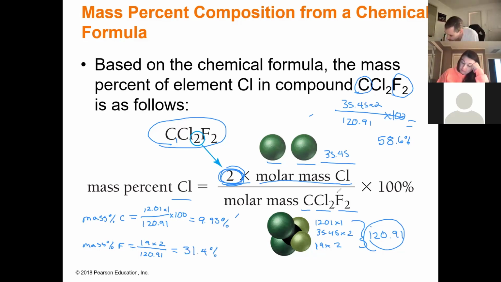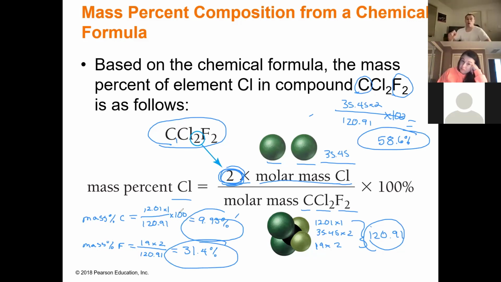One way you know that you've done these correctly, if you calculate for everything, is that all of these added together should equal what? They should equal 100%, because we've calculated every individual amount. So if I add that 31.4 plus the 9.93 plus the majority 58.6, I get 99.93%. That's close enough, right? Because there's a little bit of rounding.